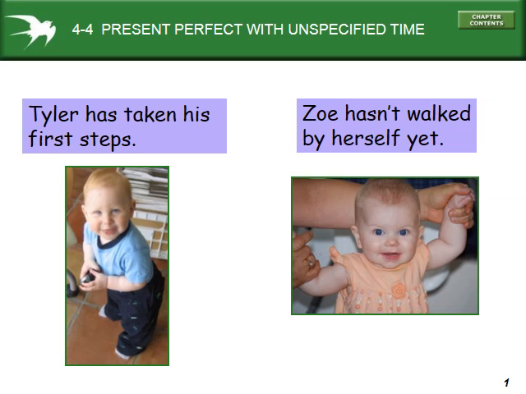In this section, what we'll be focusing on is the use of the present perfect. How is it used? The second thing is how is the present perfect different than the simple past? And then the third thing is introducing the present perfect progressive and talking about how it's different from the present progressive. Okay, so here let's just read a couple of examples of the use of the present perfect. So we have Tyler has taken his first steps and Zoe hasn't walked by herself yet.